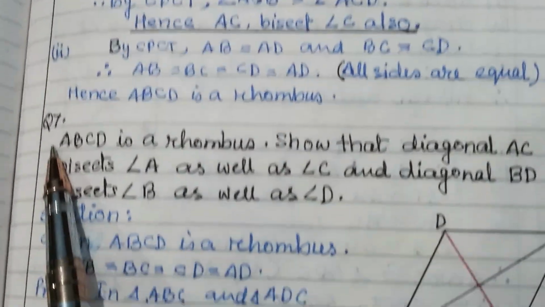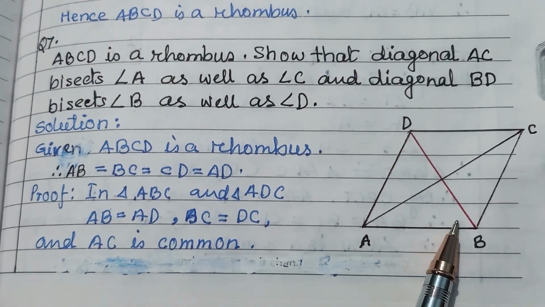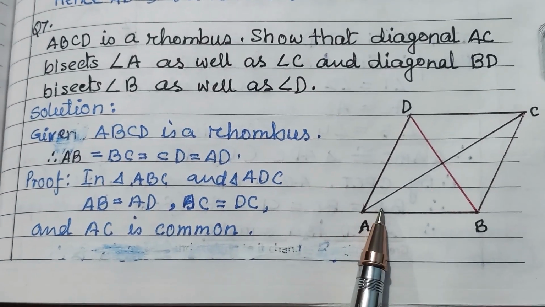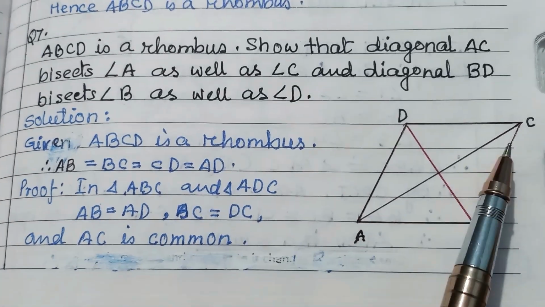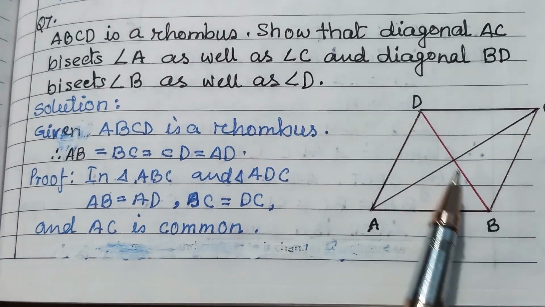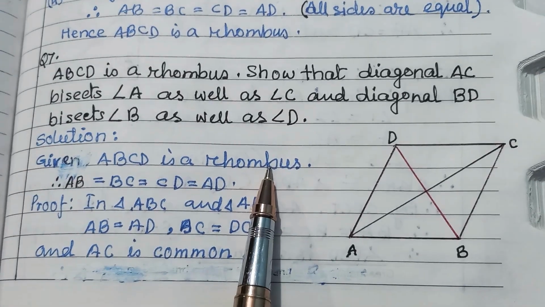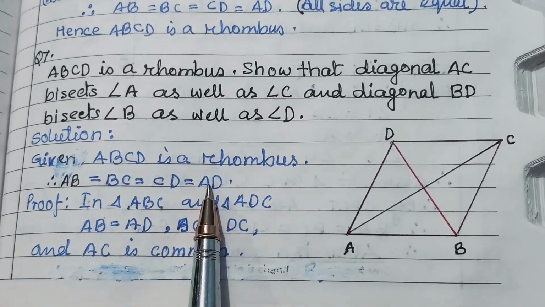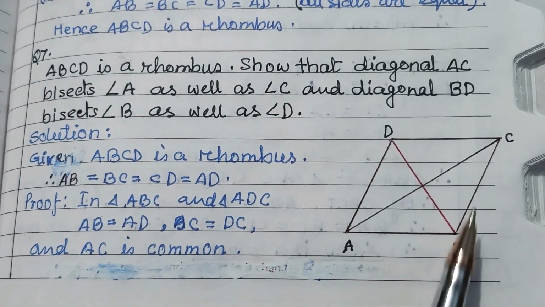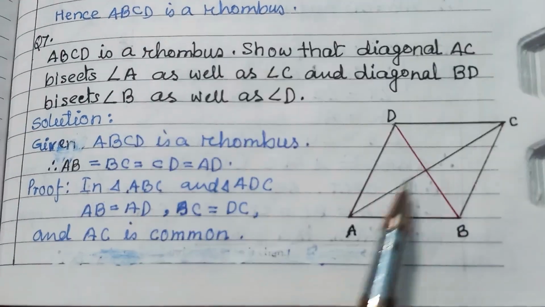Next, question number 7. ABCD is a rhombus. Has given it is a rhombus. Show that diagonal AC bisect angle A as well as angle C, and diagonal BD bisect angle B as well as angle D. Okay, ABCD is a rhombus. Has given. Rhombus means all sides are equal. Now in proving, triangle ABC, AC divides the two triangle ABC and ADC.